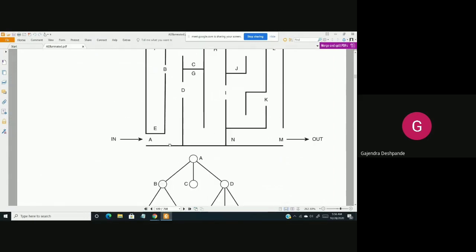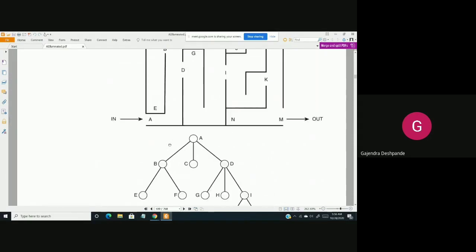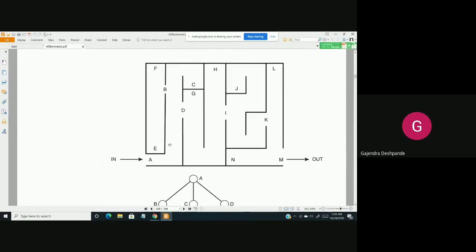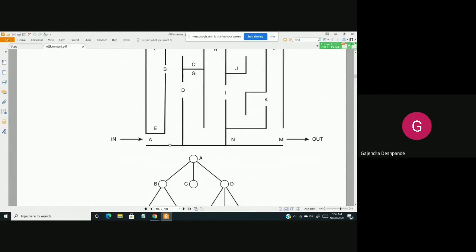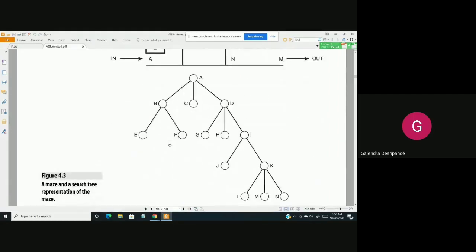Now again, visit I. So when you visit I, then there are two possibilities. They are J and K. So from there you cannot go further, so stop there. Now go to K. Now when you come to K, you have three possibilities. So they are L, M, and N. So M is your exit point, so you can also mark M in a double circle.